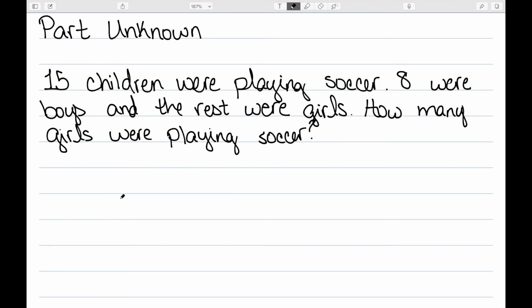15 children were playing soccer, 8 were boys and the rest were girls. How many girls were playing soccer? So in this case, we have two parts, the boys and the girls, and then the whole would be all of the children. We know the whole piece, and one of the parts, but not the other. So this would be an example of a part unknown problem. And there are no commonly used strategies corresponding to part unknown problems for either direct modeling or counting.